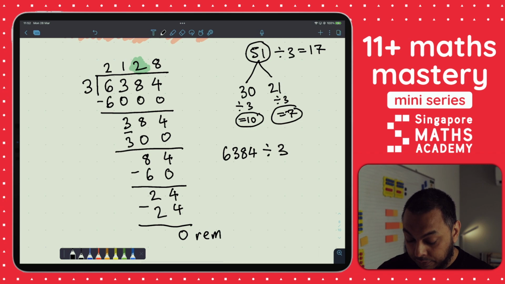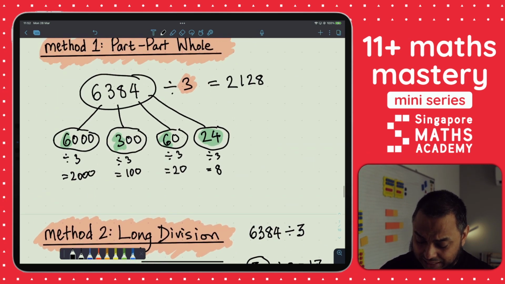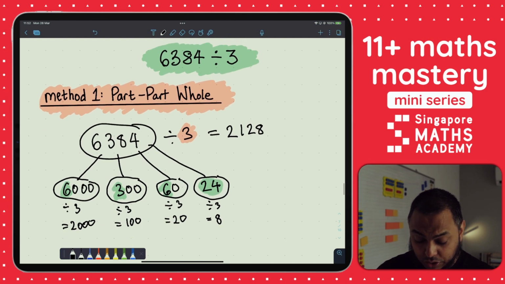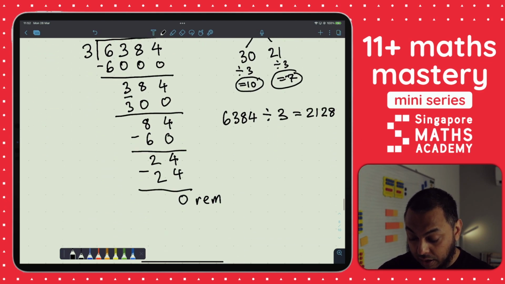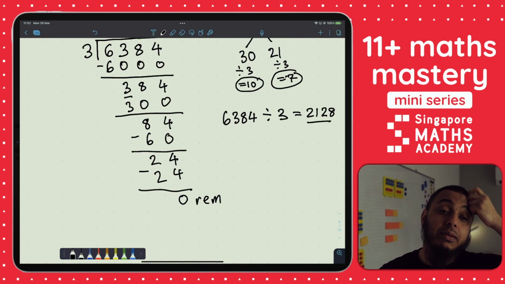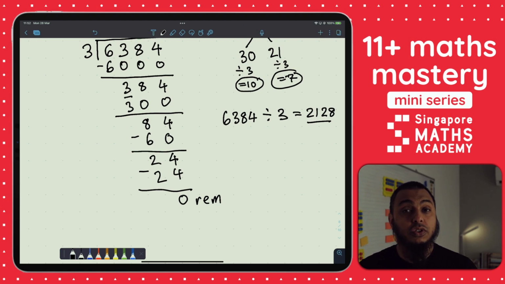And therefore 6,384 divided by 3 is equal to 2,128. Did we get that in our last question when we used the part-whole method? 2,128, we got the same thing. And here, 2,128, we got the exact same thing by using long division.